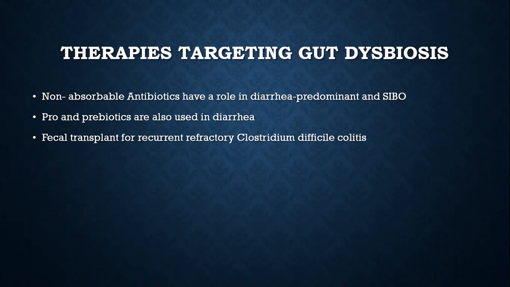So I told you about gut dysbiosis. So there are some therapies targeting dysbiosis also. The basic instinct here is we have to increase the amount of beneficial bacteria and reduce the amount of abnormal bacteria. So giving non-absorbable antibiotics to destroy the unwanted bacteria can prevent diarrhea or small intestinal bacterial overgrowth. Similarly, giving excess of beneficial bacteria can also prevent diarrhea. So that is the role of prebiotic and probiotic. That is the role of non-absorbable antibiotic, like oral vancomycin, etc.